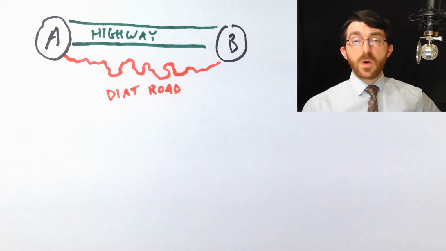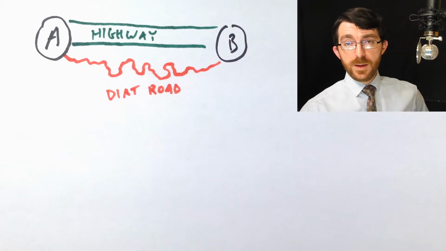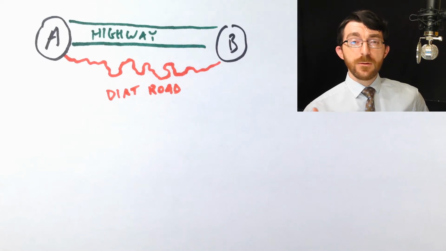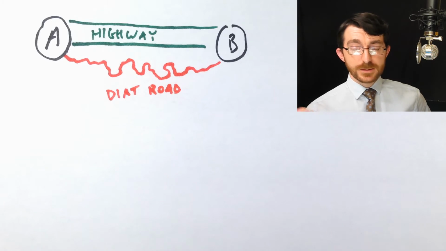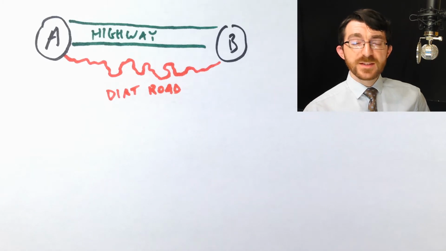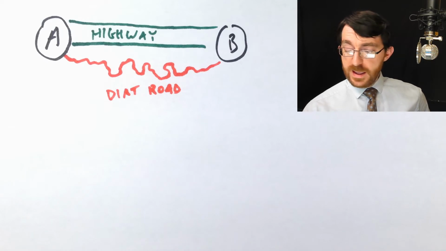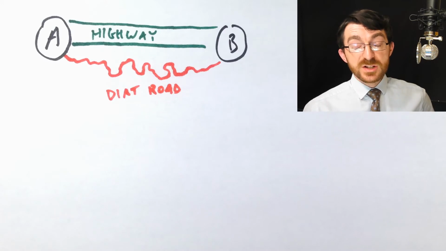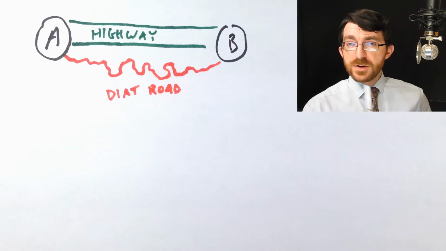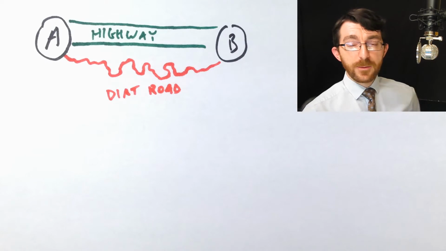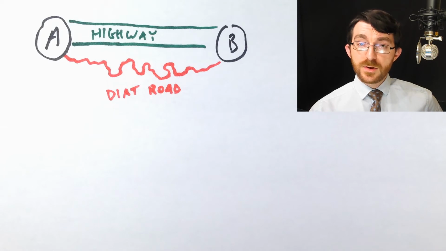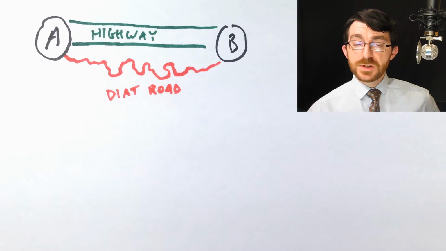Okay, so we got a whole bunch of cars that are going from point A to point B. Which road is going to take them on that trip first, fastest, best? That's a pretty obvious answer, the highway. So if everybody is a sensible driver, they should take the highway. But here's the deal. If everybody takes the highway, then the highway gets crowded. And if the highway gets crowded and there's a lot of traffic, then all of a sudden it's not as good of a route as it used to be.